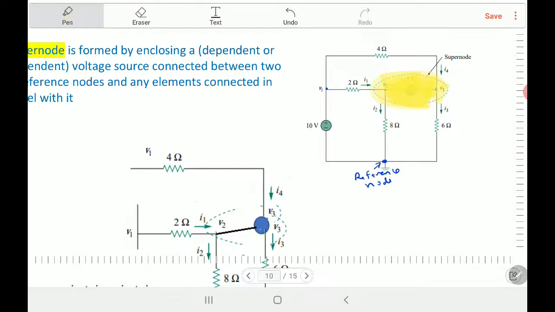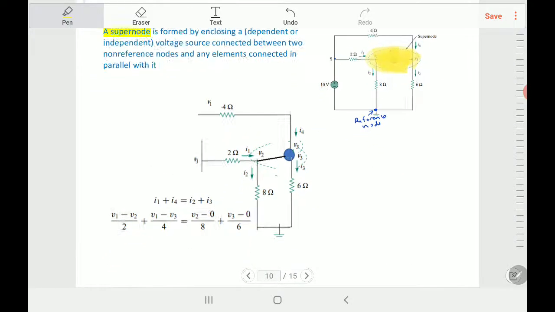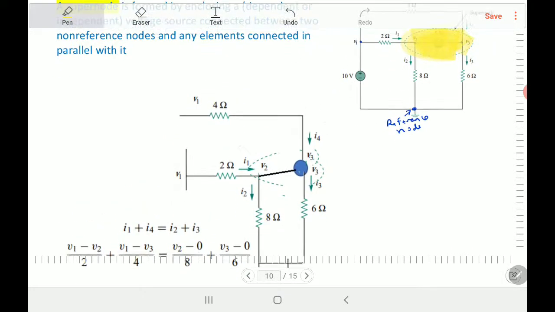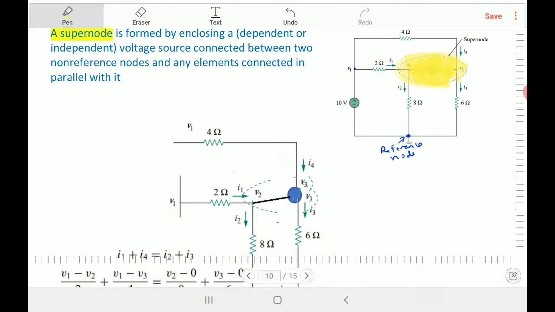I mean, you cover them like one node. And I will show you in this example. Let's undo what we did.